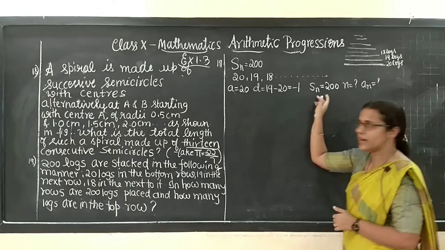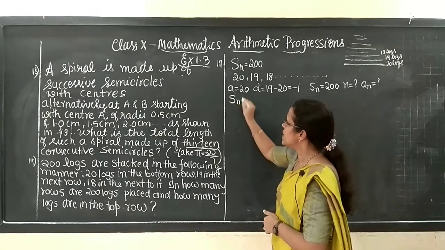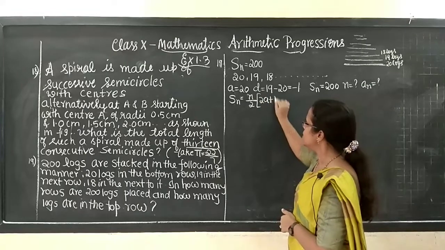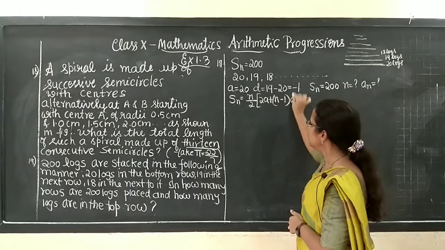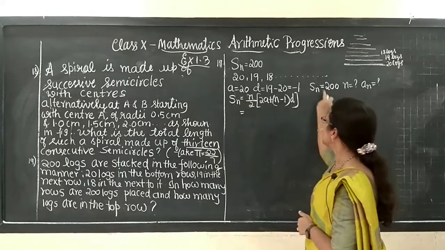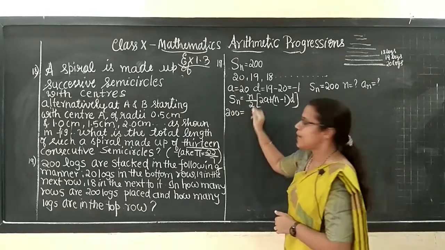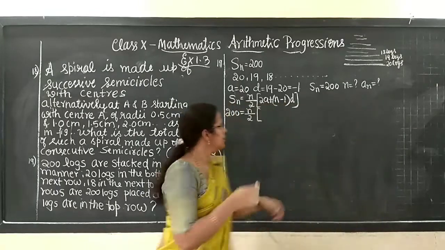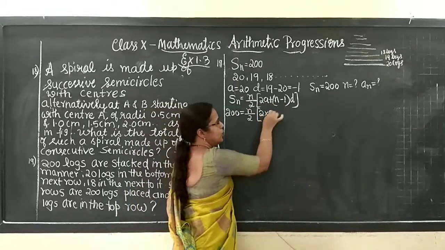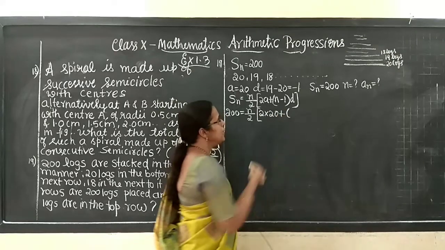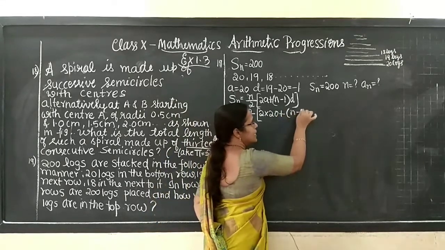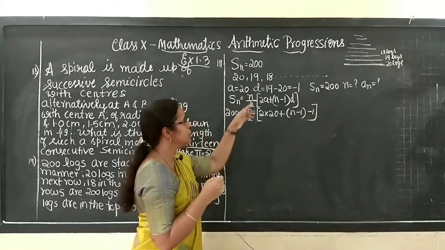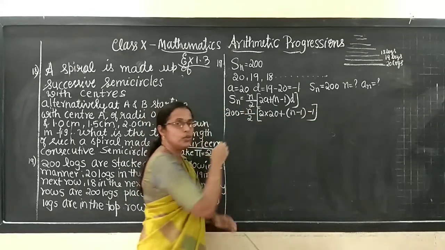Using the Sn formula, right? So Sn formula, Sn is equal to n by 2 into 2a plus n minus 1 into d. So Sn is 200. n we don't know. n by 2 into 2a, 2 into 20, plus n minus 1 into d, which is minus 1. Okay, 19 minus 20 is minus 1. So now what you have to do? Just cross multiply here.